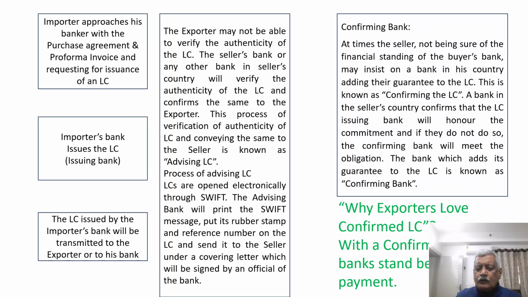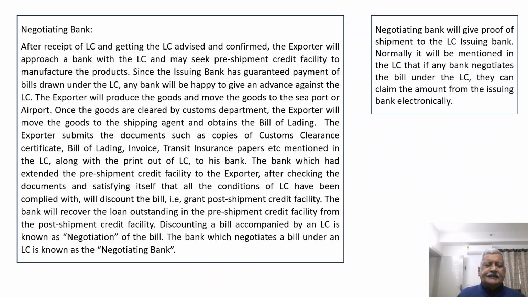Why do exporters love a confirmed LC? With a confirmed LC, two banks stand behind the payment. Negotiating bank: after receipt of the LC and getting the LC advised and confirmed, the exporter will approach a bank with the LC and may seek a pre-shipment credit facility to manufacture the products. Since the issuing bank has guaranteed payment of bills drawn under the LC, any bank will be happy to give an advance against the LC.